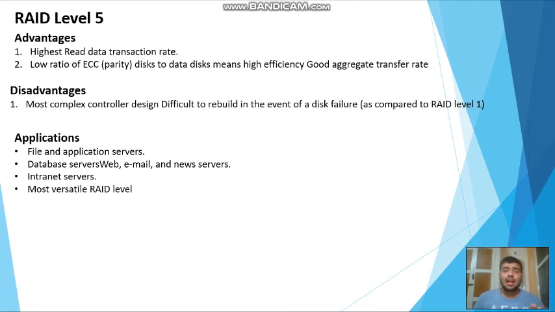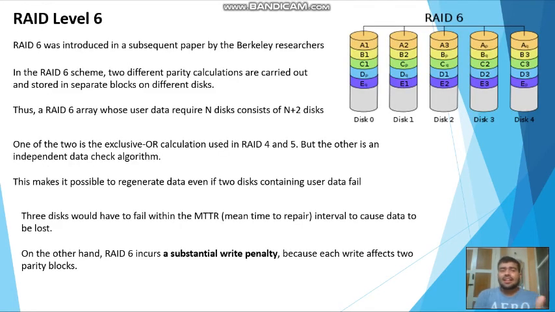So let's look at the last conventional RAID level, which is RAID level 6. RAID level 6 was introduced as a subsequent improvement on RAID level 5, where the only subtle difference is that the number of parity disks that you need is increased by 1. That means there will be 2 of D parity disks, 2 of E parity disks, 2 of C parity disks, 2 of B parity disks, and 2 of A parity disks.